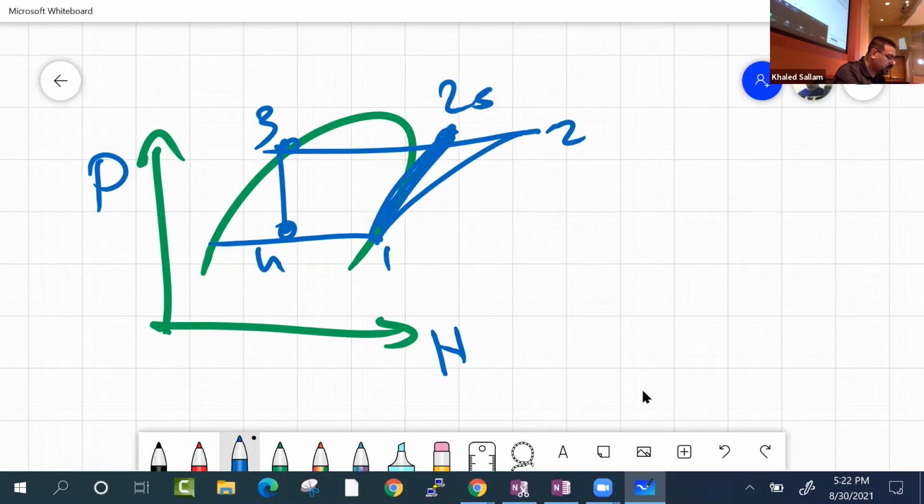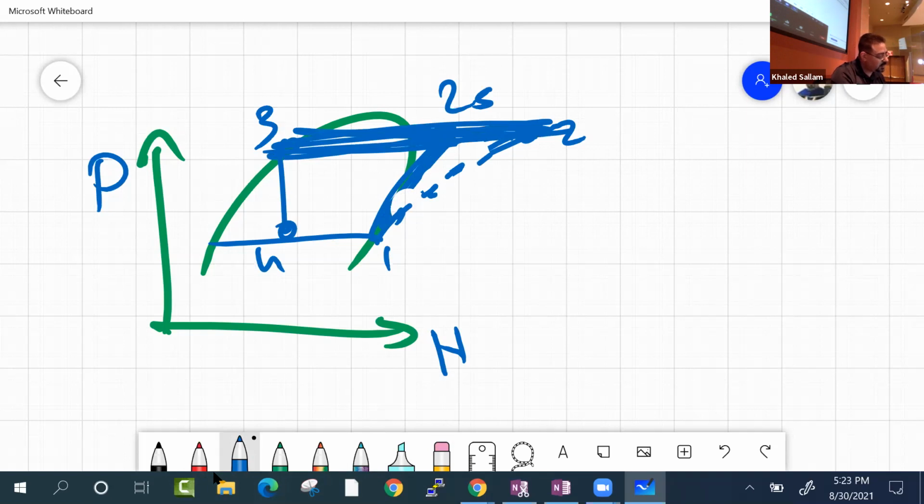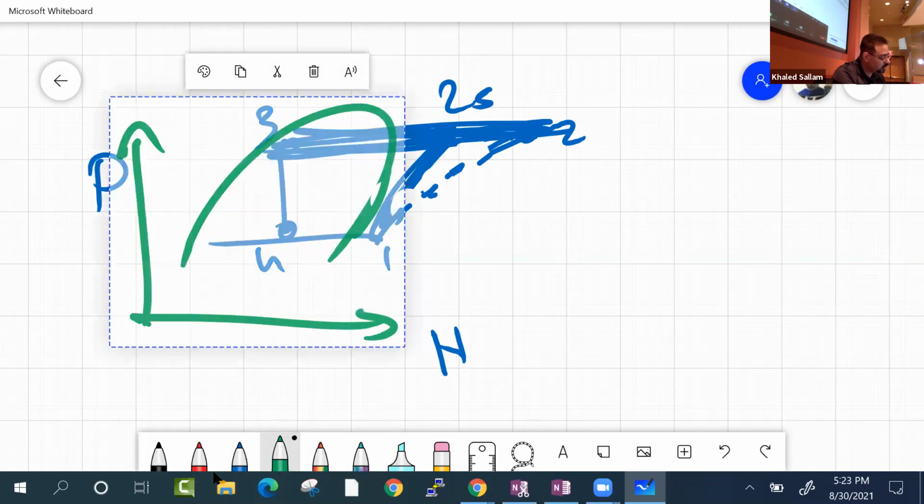So this is 2S, but the real one will actually take you all the way up to here, right? And that is said. So the best compressors are isentropic or something else. What do you guys think?